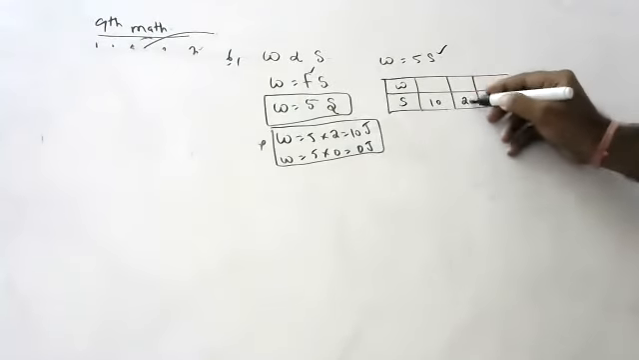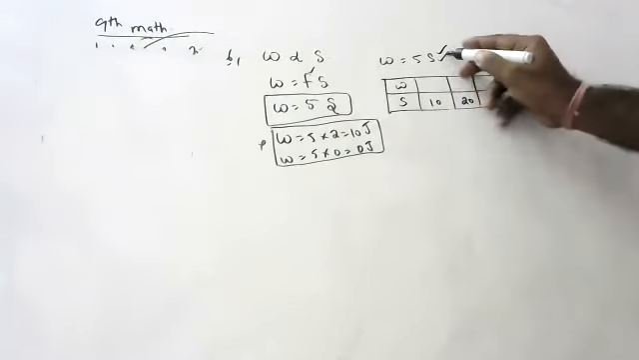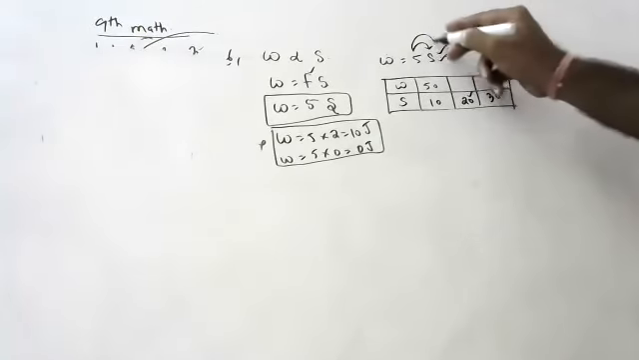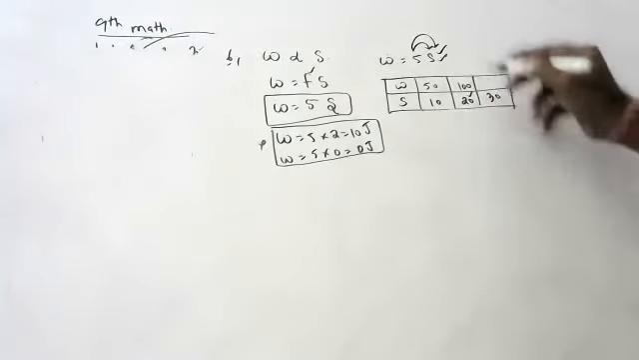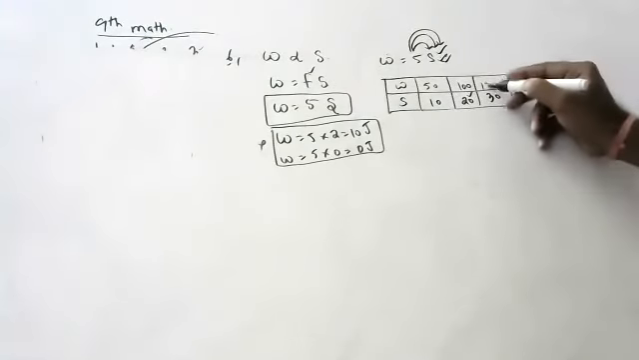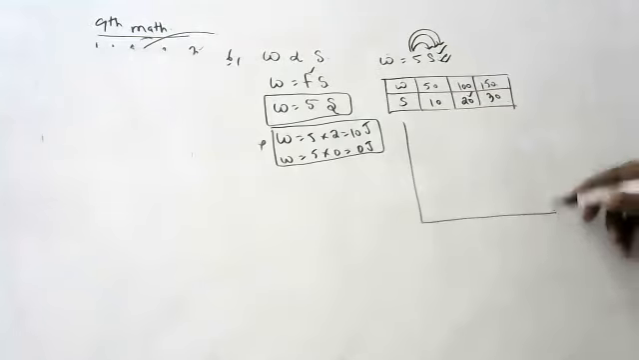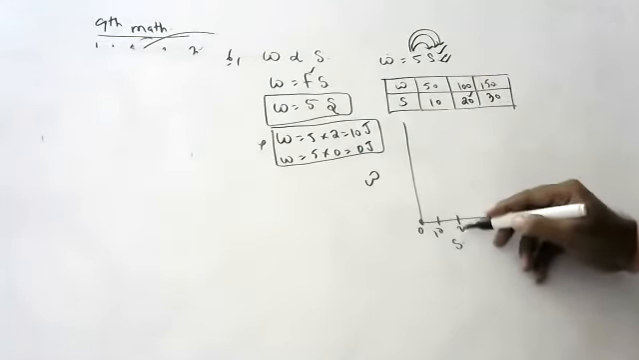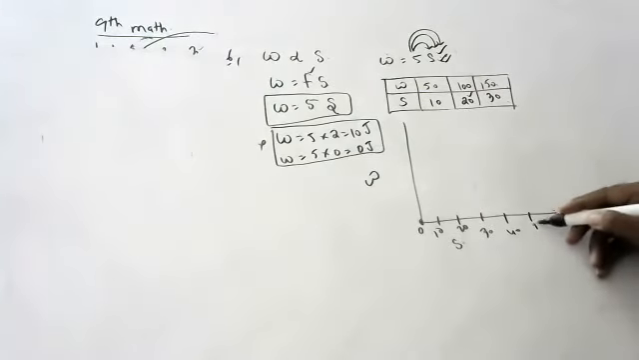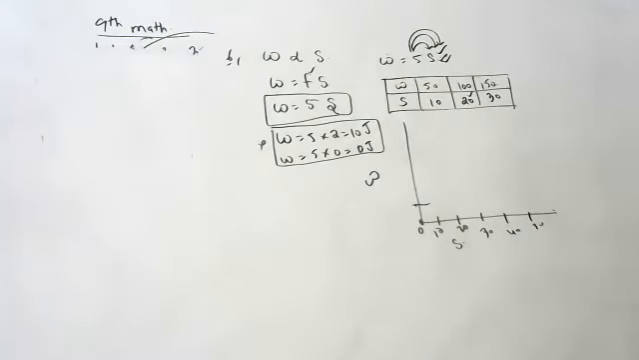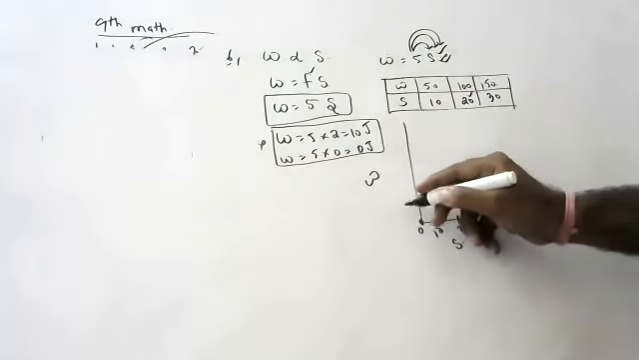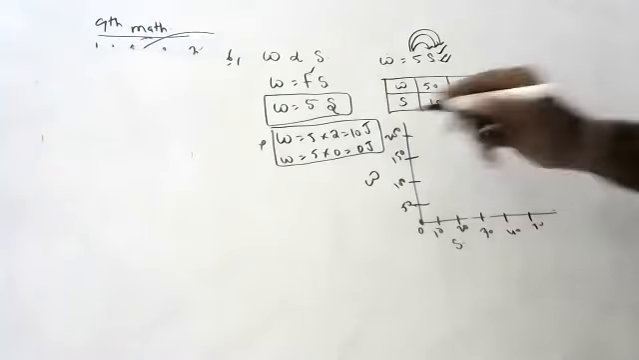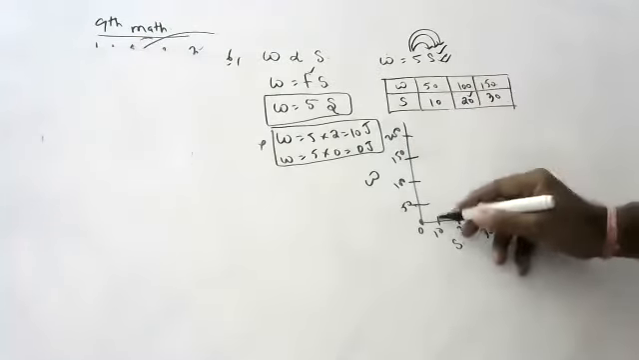Displacement 10, 20, 30. If displacement is 10, what is the work? 50. If displacement is 20, what is the work? 100. If displacement is 30, what is the work? 150 joules. Now we should plot the graph, children, compulsory. Work, displacement. 10, 20, 30, 40, 50. Each one box, how much will you take, children? 50 will take one, 100 will take one, next one 150, next one 200, like that you practice. Now when it is 10, it is 50.